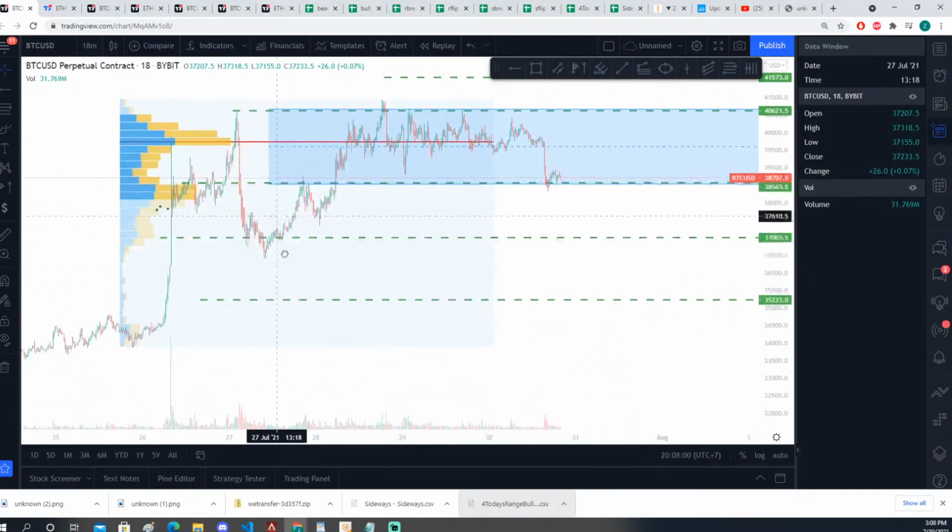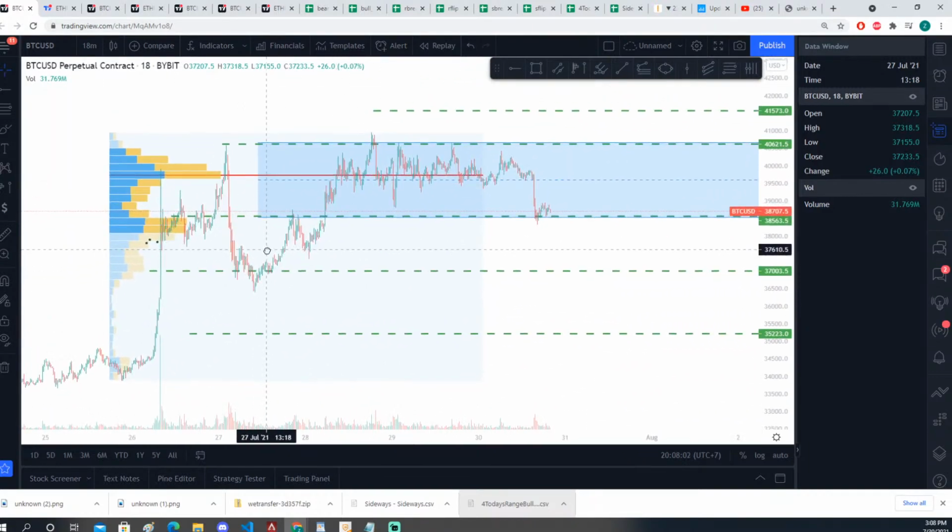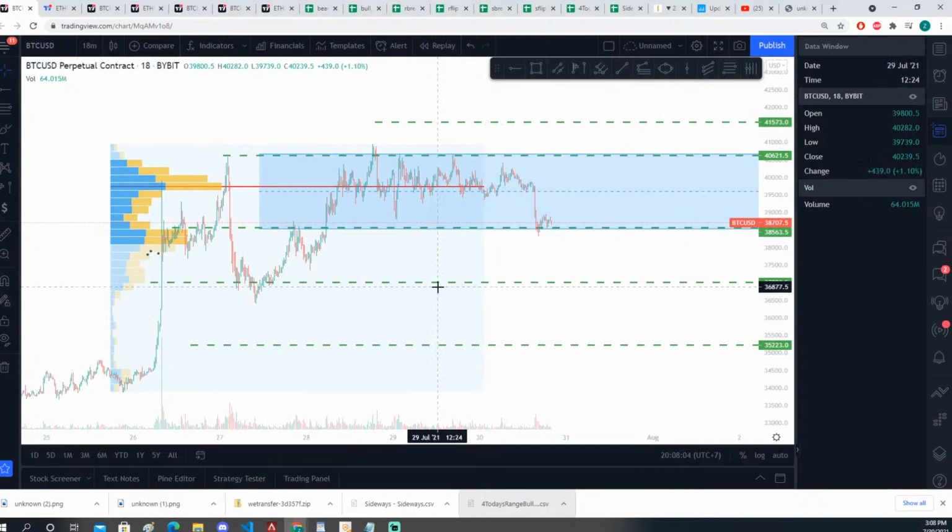So this is a TA that I did yesterday. I basically set out some levels and set up the agent tables to trade these levels. And I basically said that our first support level is at 38.5K.